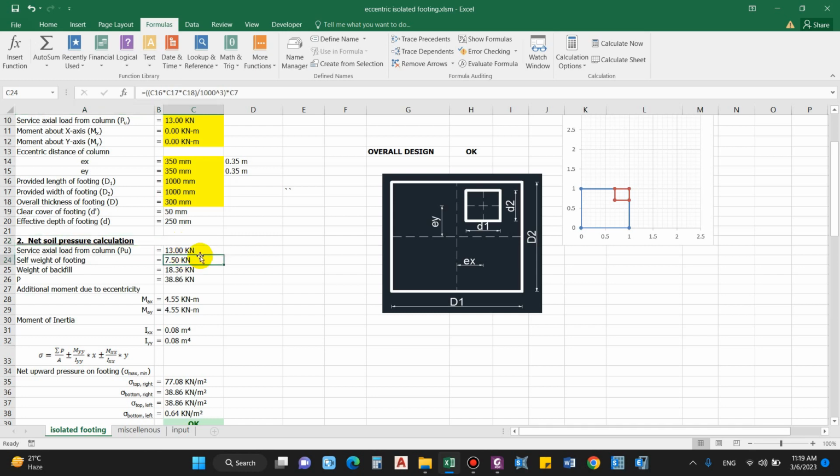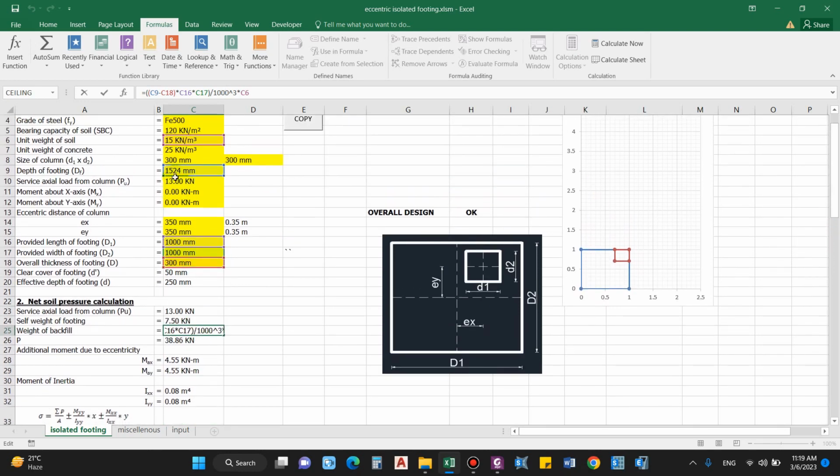Axial load is 13 kN. Self weight of footing, so this is on the basis of the dimension of the footing provided and the unit weight of concrete, so this comes as 7.5. And weight of backfill, so this will depend upon the dimension of footing and the depth of foundation, which is 1524, and unit weight of soil, so this comes as 18.36 kN.